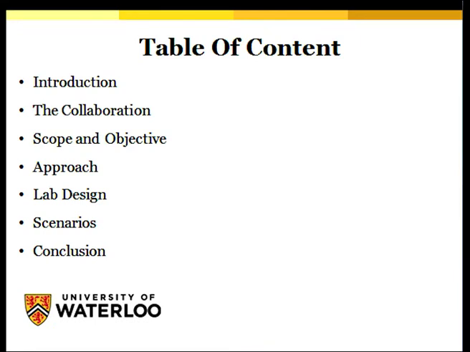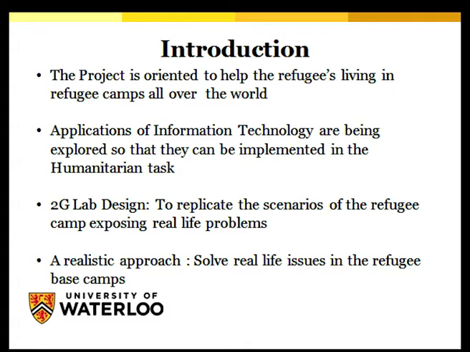In the outline, you can see that we will first start with the introduction, followed by the collaboration which is occurring between the University of Michigan and the University of Waterloo. We will then talk about the scope and the objective of the project, as well as the approach we took and the deliverables that were met. We will then talk about the lab design overall, as well as the scenarios that we came up with, followed by conclusions. The project is oriented to help refugees living in refugee camps all over the world.